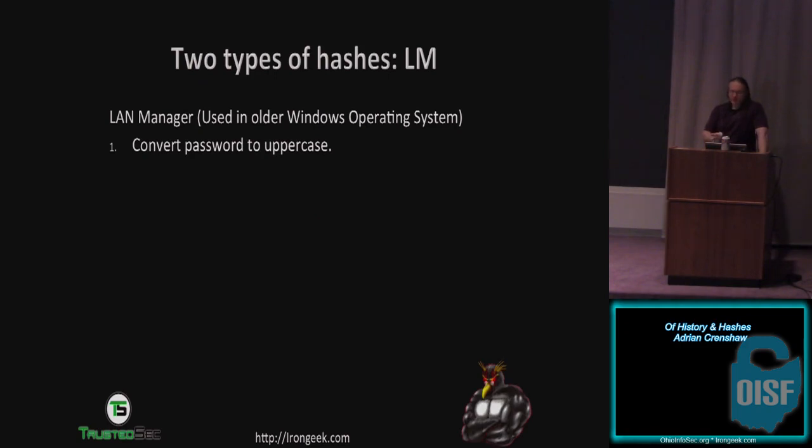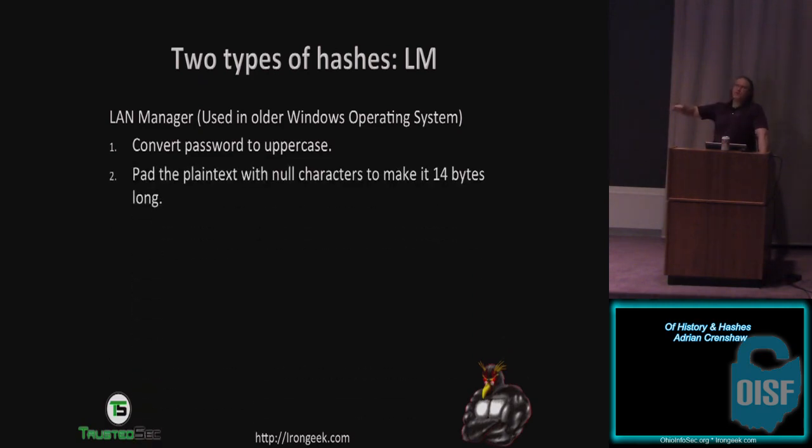But the way LM hashes work, and the reason they're so bad, is they convert the password to all uppercase. So there you're already reducing the search space that you have to go through, because you don't have to worry about both upper and lower. They pad the plain text with null characters to make it 14 bytes long if it's not already 14 bytes long. They then split it into two 7-character chunks. Now, a huge problem with this is, numerically speaking, it's much easier to crack two 7-character passwords than one 14-character password. So that causes problems.